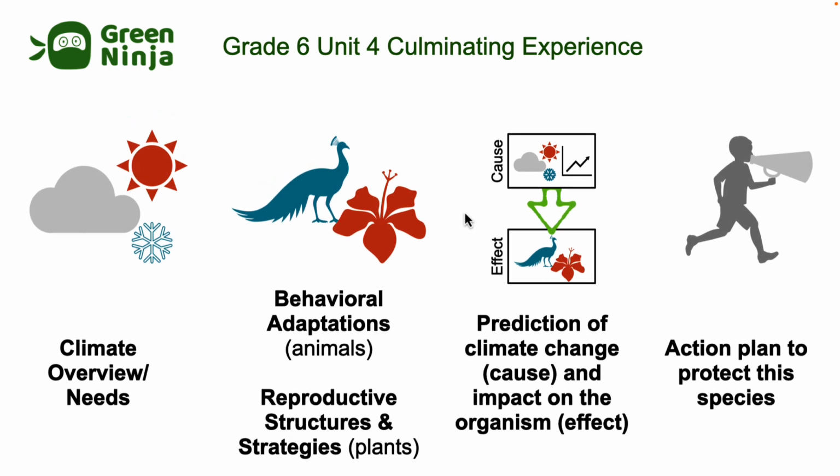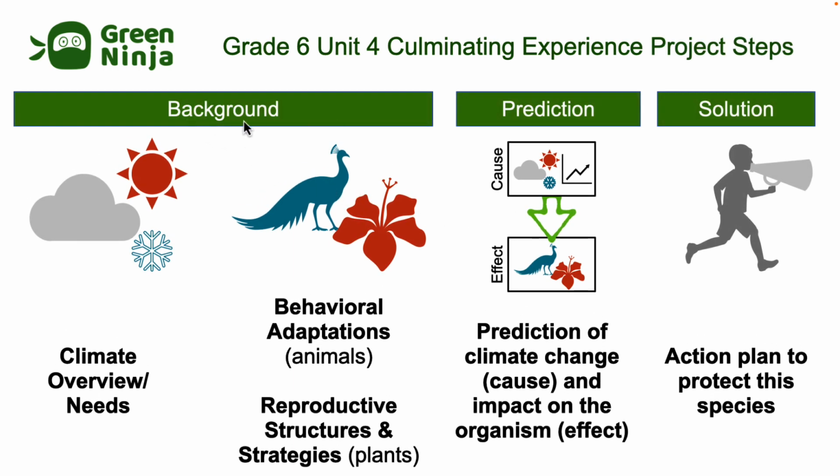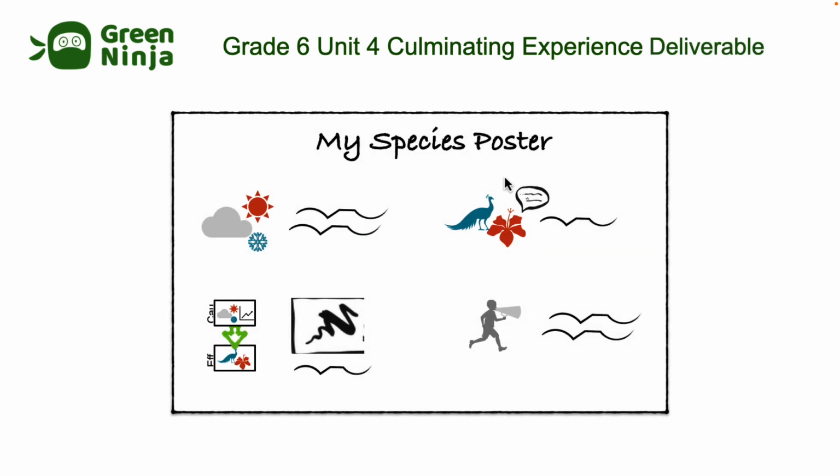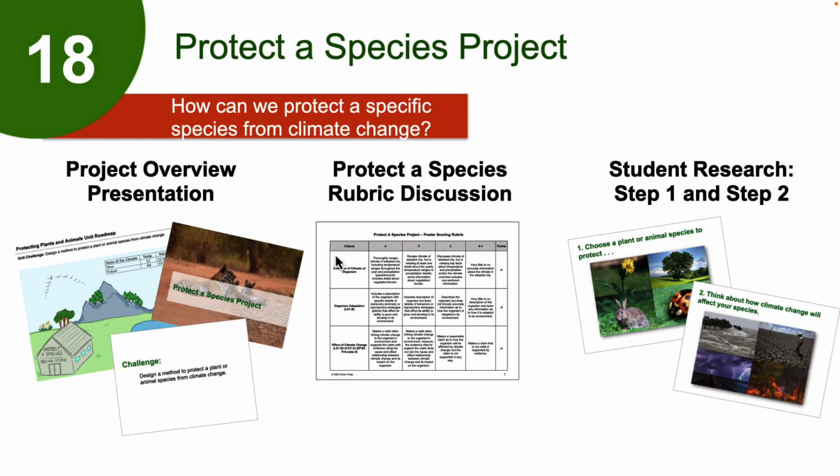We break this up into 3 stages for the students: the background research, the prediction, and the solution. Students will display all their thinking in a single poster, their deliverable. To make all this happen, students begin by revisiting the Protecting Plants and Animals unit roadmap, and they reflect on what they've learned about in the unit.